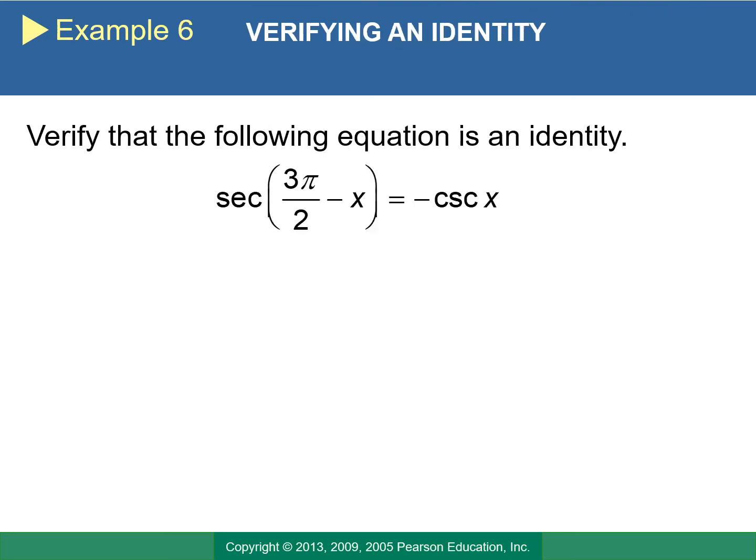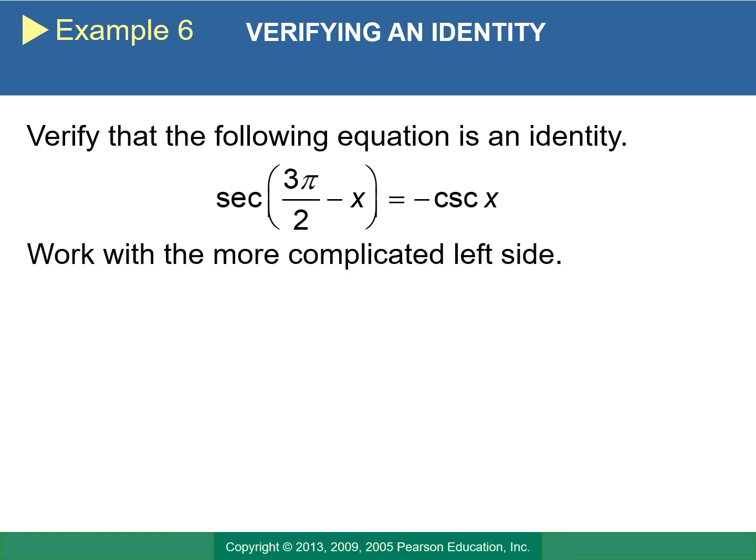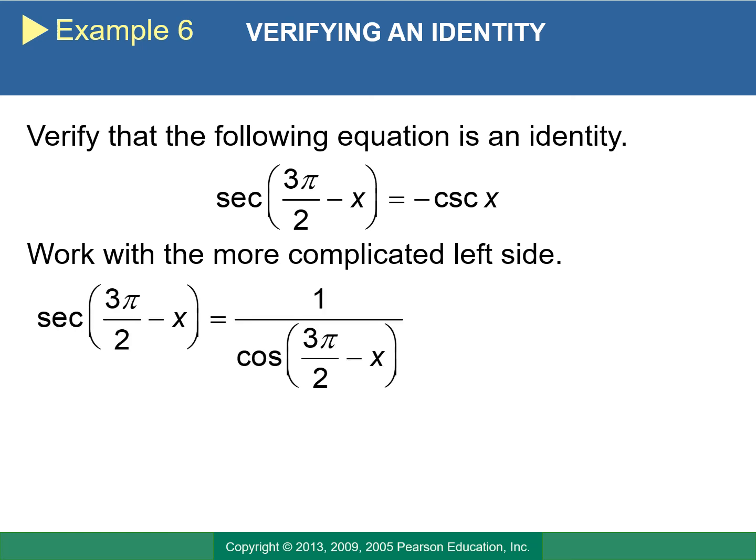All right, our last example of this section, we're going to verify an identity. So we're going to verify that this identity is true. Okay, we're going to start with the more complicated side, and in this case, it's the left side. So we're going to start breaking apart the left side, and secant, we're going to rewrite it in terms of cosine. So secant is 1 over cosine, keeping the original argument. Okay, and now notice what you have. You have cosine of something minus something. So this is like cosine A minus B. So we're going to use our difference formula and break this denominator apart.